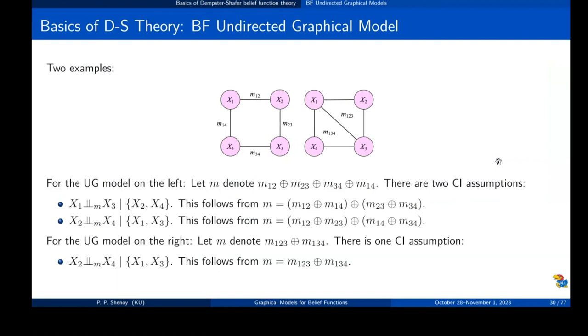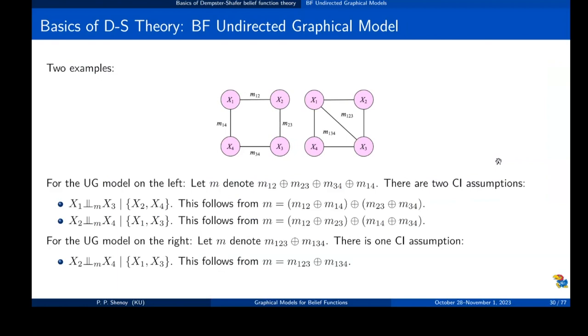Have a mass function for each. Correct. So on the left you have four cliques, so we have four mass functions. We have four cliques, which are the edges. And each edge is associated with a mass function.